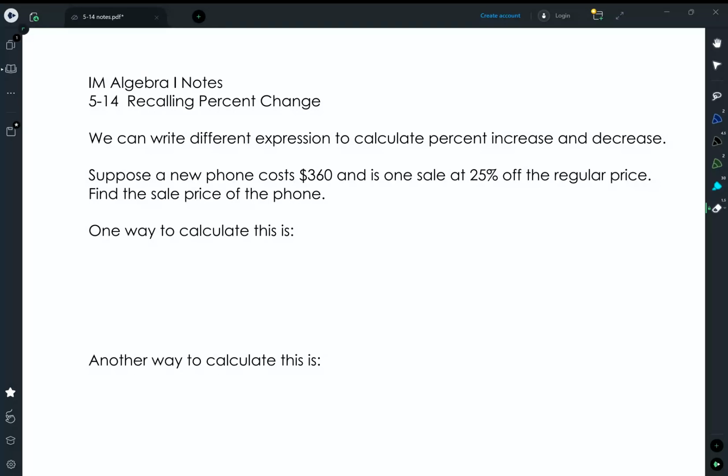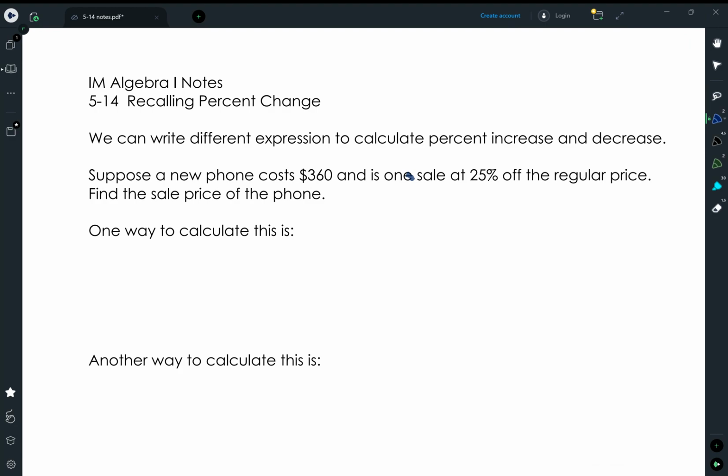Today we're on section 514, recalling percent change. So we can write different expressions to calculate percent increase and percent decrease. So here's our word problem. Suppose a new phone costs $360 and is on sale at 25% off the regular price. Find the sale price of the phone.